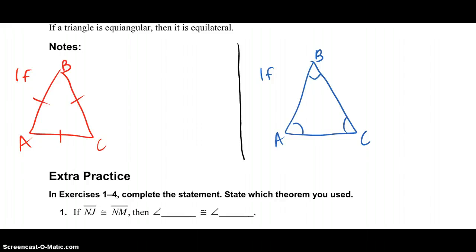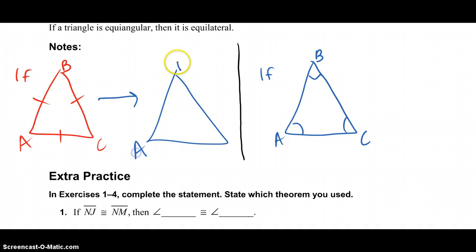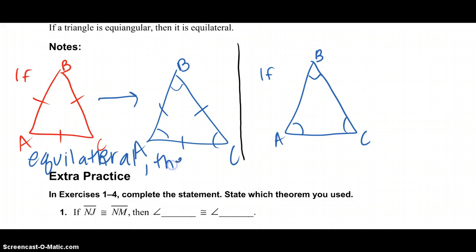Once you've gotten these drawn, if we look over at the red triangle, this is simply saying if all the sides of the triangle are congruent, meaning it is equilateral, then what happens is that the triangle is also equiangular, which means all three sides are congruent as well as the angles. So if you are equilateral, then you are also equiangular.